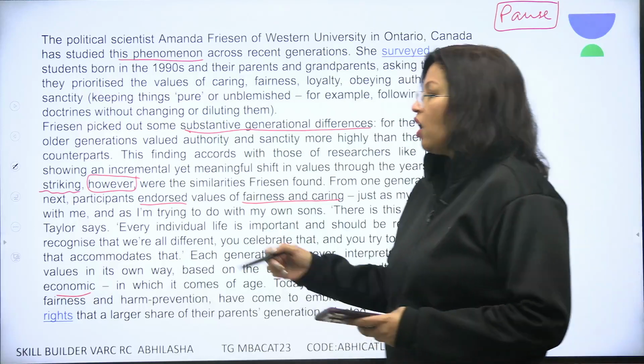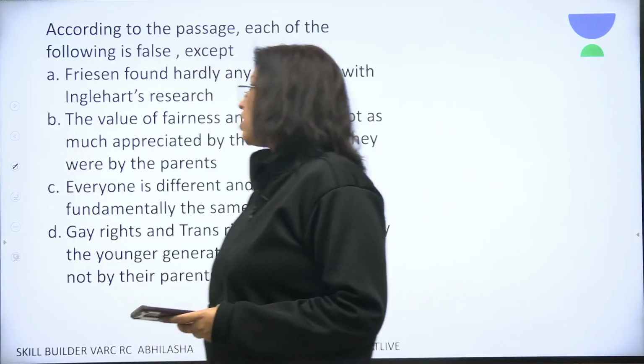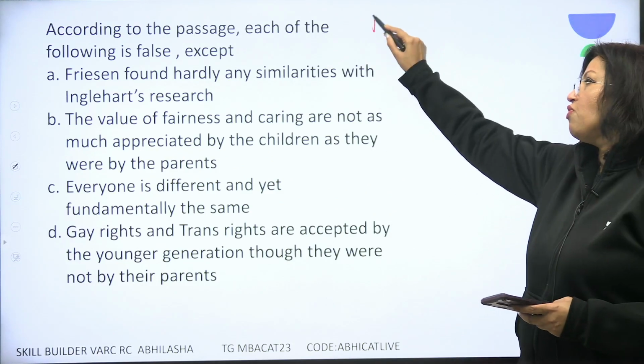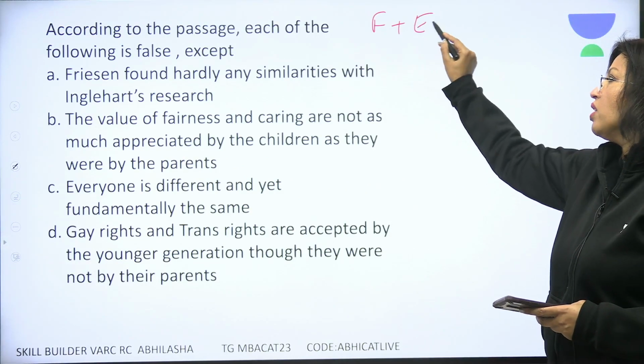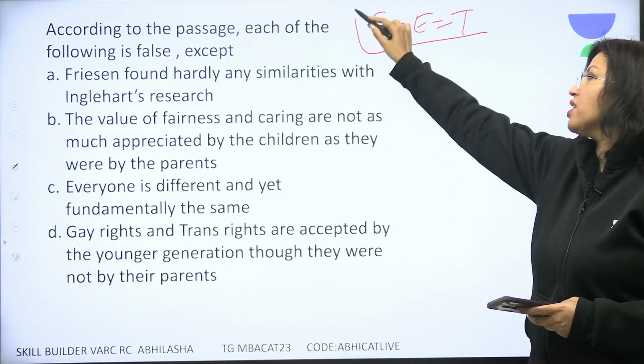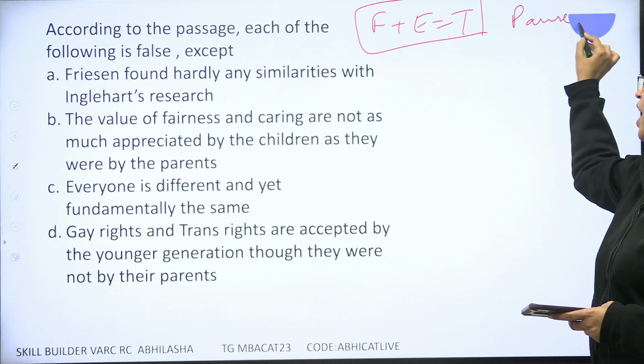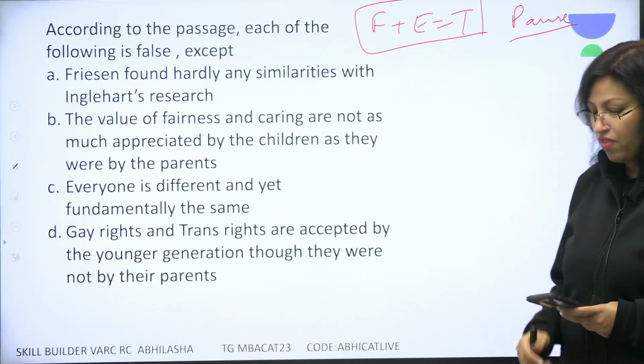Okay, all right. Let's look at the question. According to the passage, each of the following is false except. Remember, false plus except will be what? It will be true. So your task is to find the one that is true. You can pause the question here and solve it for yourself.